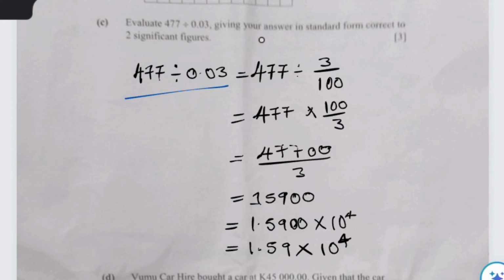Now, we are to give our answer in standard form. So standard form is 1 or a number point something. So I bring my point here and I count the number of decimal places. So this is 1, 2, 3, 4, times 10 to the power 4. Now we want our answer to be in 3 significant figures. So because these zeros are after a decimal point, they are significant. So I truncate the zeros and remain with 1.59 times 10 to the power 4.